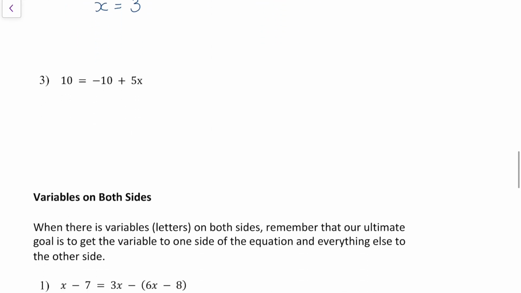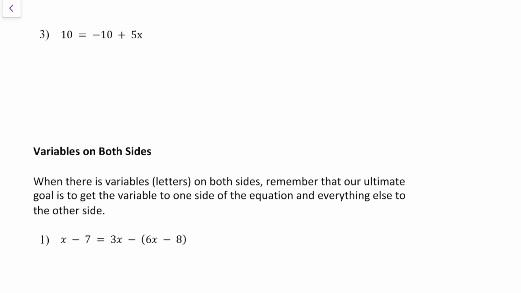And question number 3. Same process, but we've put the x on the other side, but the process is still the same. I'm looking at what is happening to my x. It's having a multiply 5 and a subtract 10. So I'm going to deal with the subtract 10 first. I'm going to add 10 to both sides.